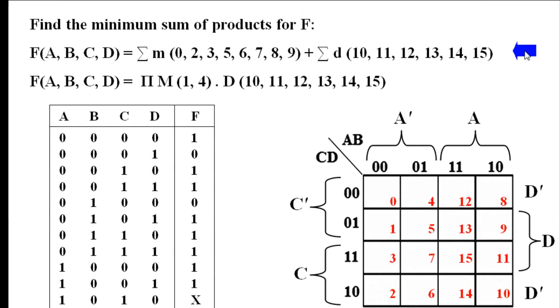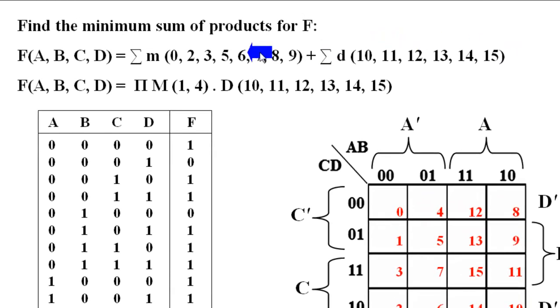When we use the min-term expansion, we place 1s in the squares that carry these numbers, and we place don't cares in the squares that carry these numbers. When we use the max-term expansion, we place zeros in the squares that carry these numbers, and we place don't cares in the squares that carry these numbers.